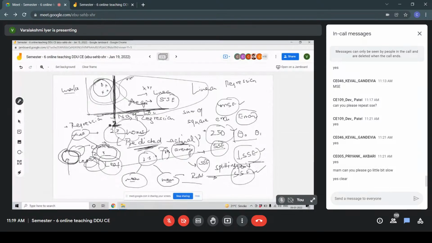And we also discussed that SSE loss will be an estimate to check our splitting criteria. So whichever splitting point has the minimum sum of the square error, that point we will choose to split our data set. Okay, that is clear, right?